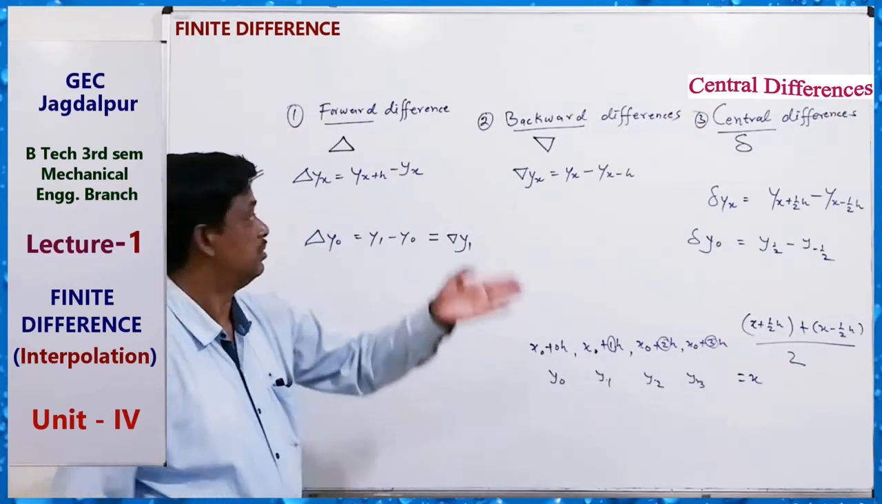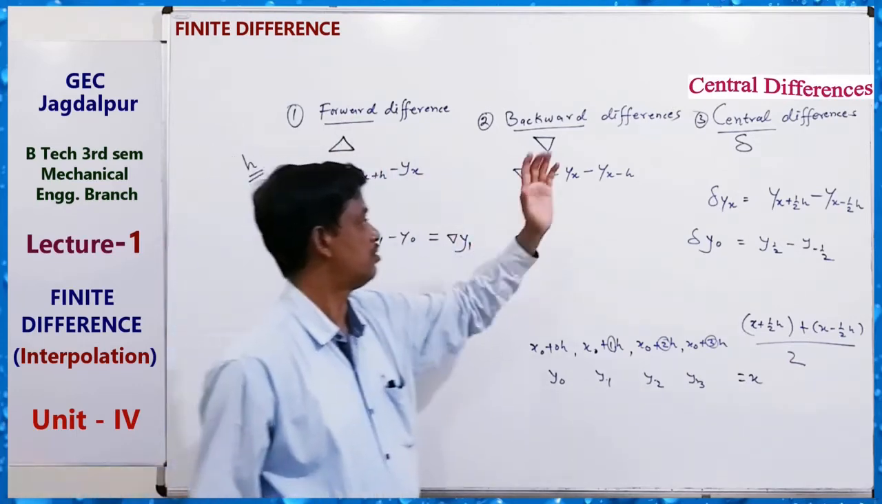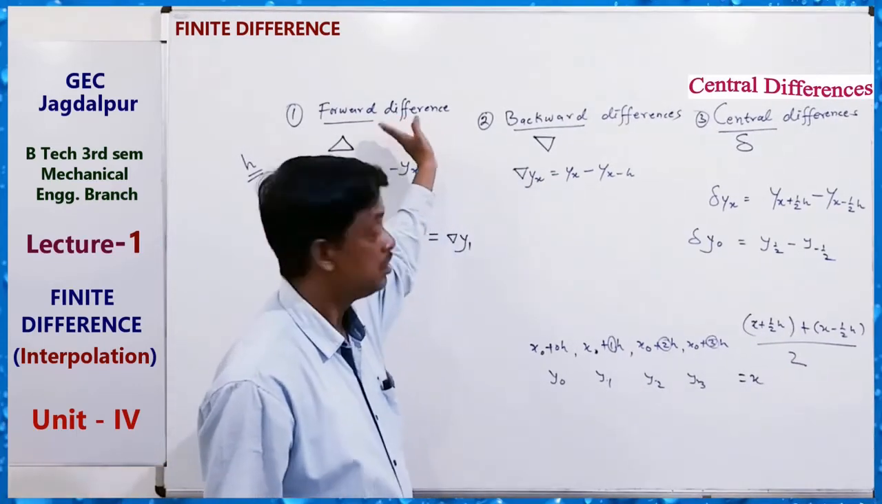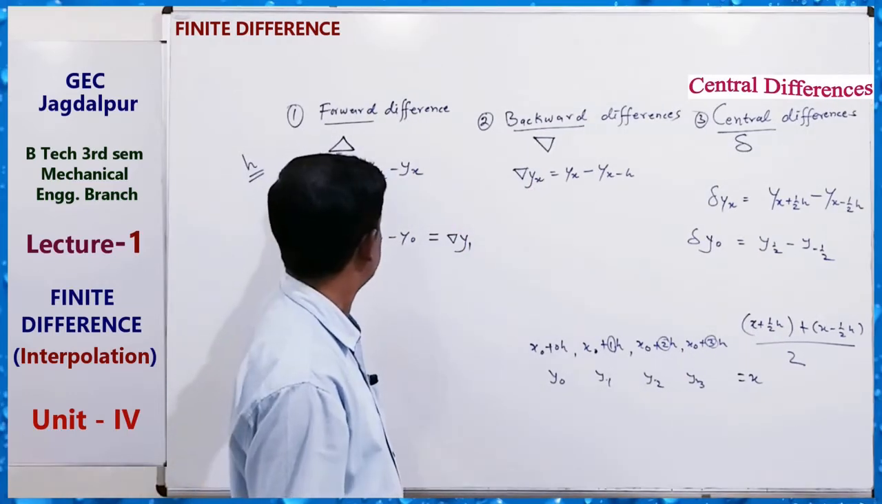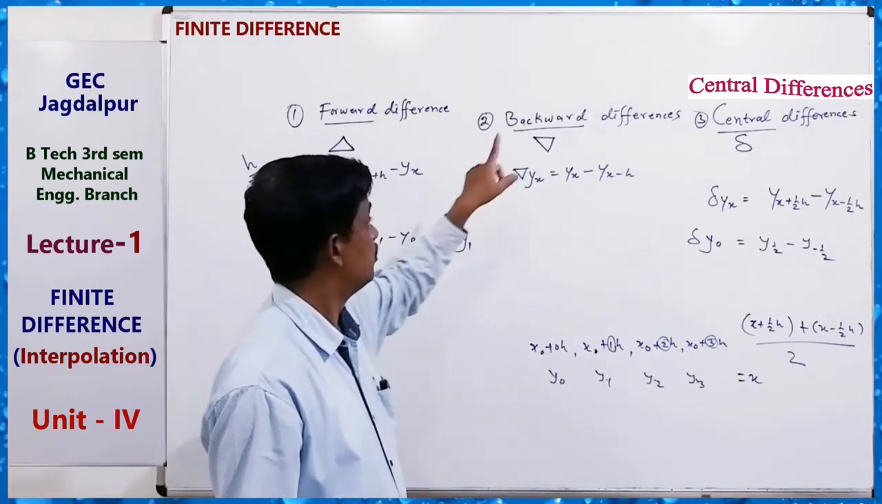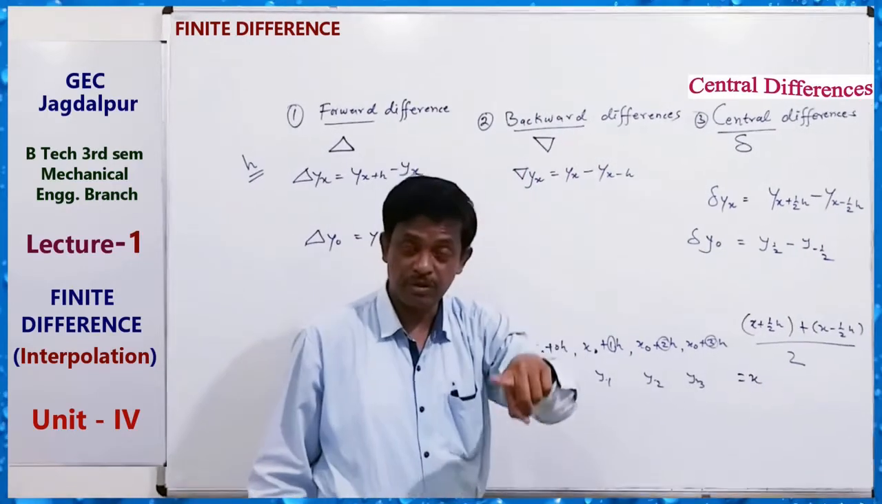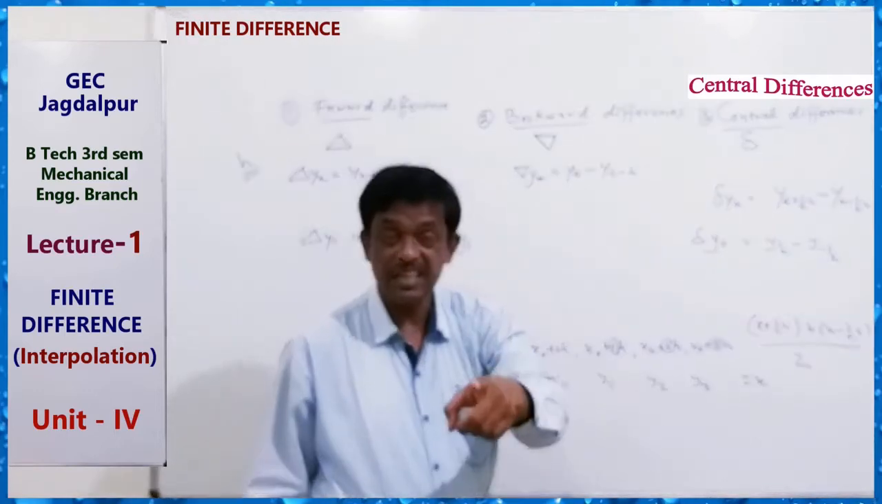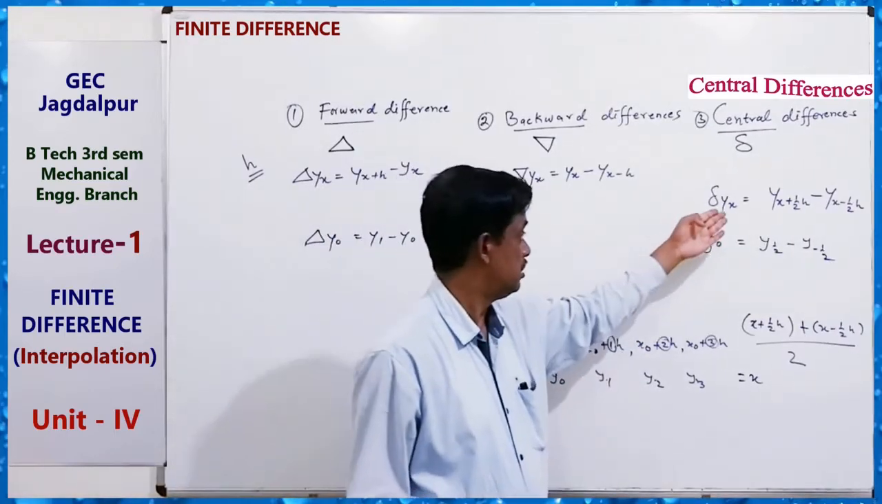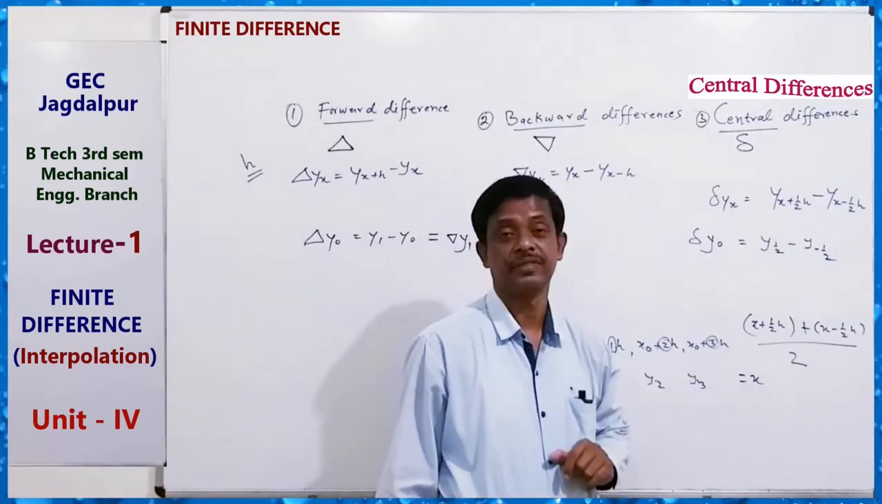The three differences are very important. One formula, Newton's forward difference formula for interpolation, is related to the forward difference. Newton's backward interpolation formula is related to the backward difference. Stirling's and Bessel's formulas are based on these central differences.